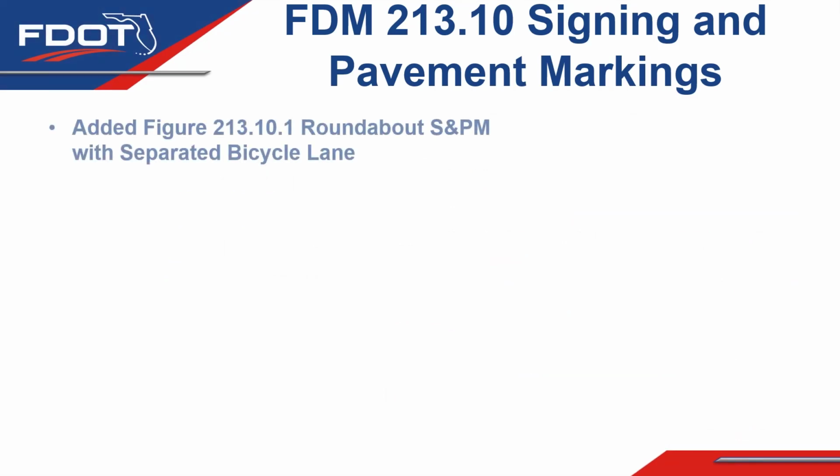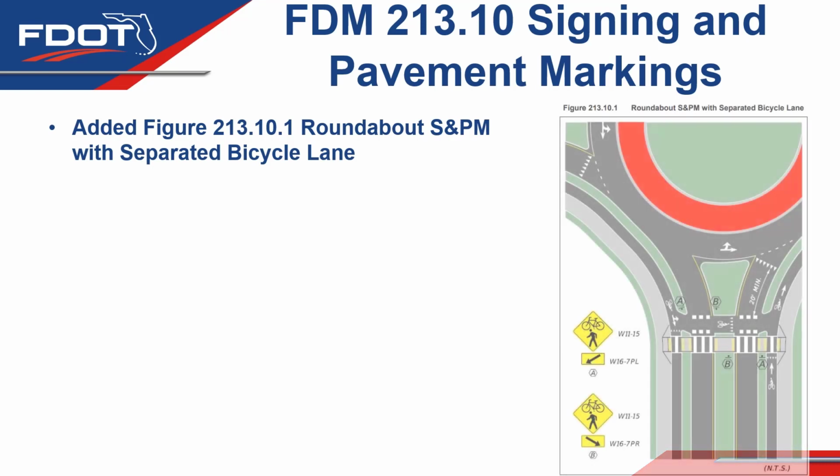Figure 213.10.1 was added to assist those wanting to design a roundabout that separates all modes through the roundabout. As discussed previously, separated bicycle lanes can be carried through the roundabout. This figure showcases how that can be done, including the proper warning signs, bikeway markings, yield markings, and crosswalk markings, as well as detectable warning surfaces and placement.